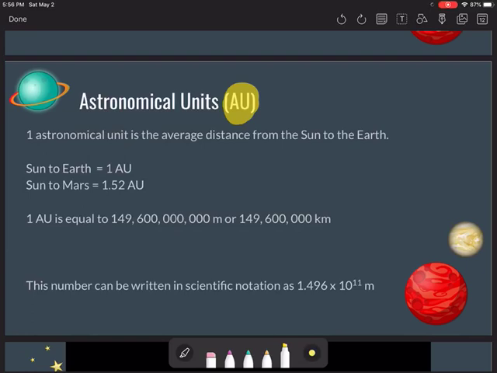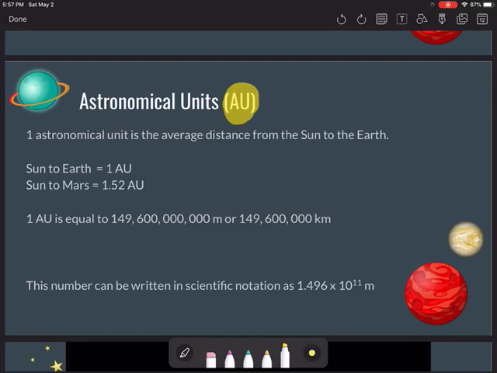So if that's 1, then the distance from Sun to Mars is 1.52, right? So it's about 1.5 times as far as the Sun to the Earth. If we wanted to see what that would mean in our normal units, we could say 1 astronomical unit is 149,600,000,000 meters, or 149,600,000 kilometers, which is a huge number.